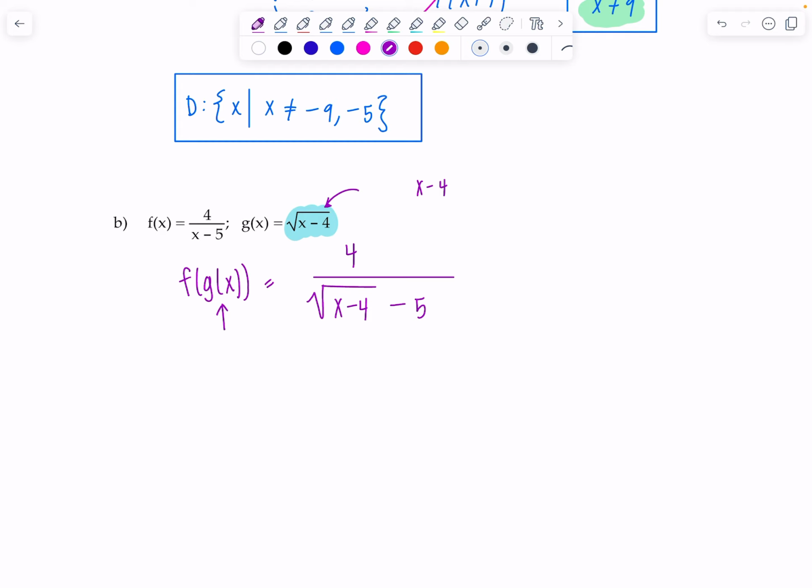How do we say something can't be negative in math? We say it has to be greater than or equal to 0. And then just solve that inequality. That's going to give you the domain for that part of the function. X has to be greater than or equal to 4. Okay? So that's g of x's domain. I have to include that because that's the inside function in the composition. Now, look at this final function here. It's a rational function. So I know the denominator also can't be 0.